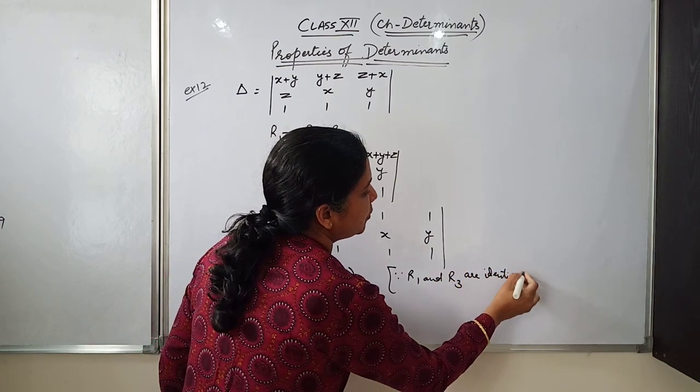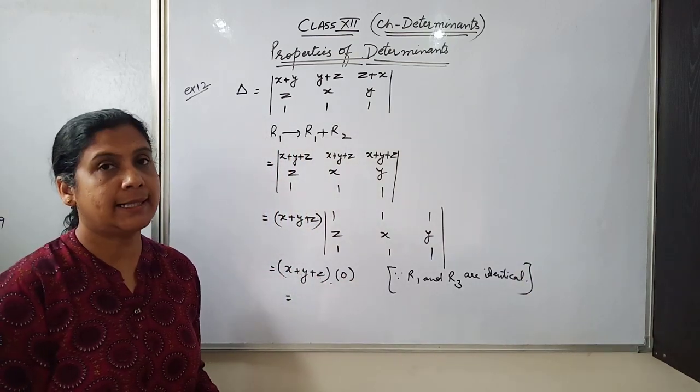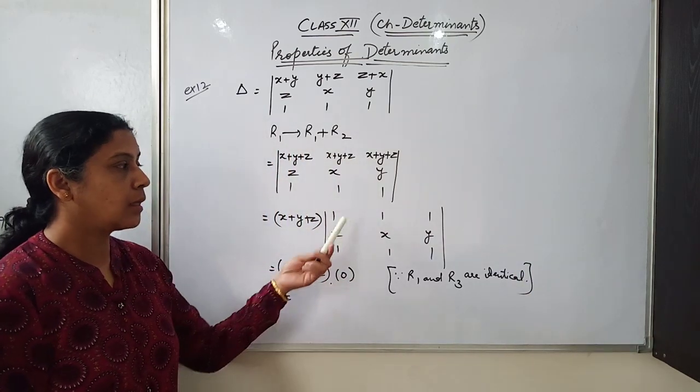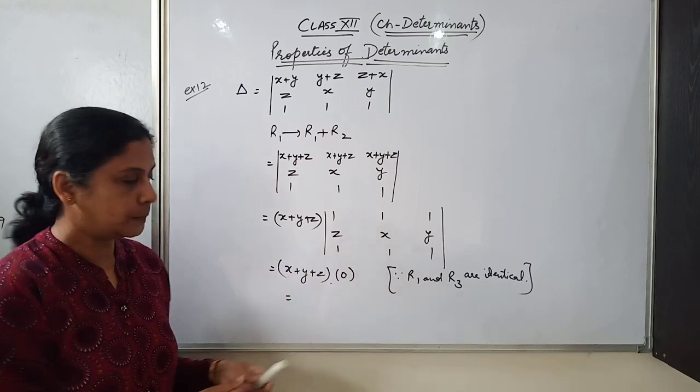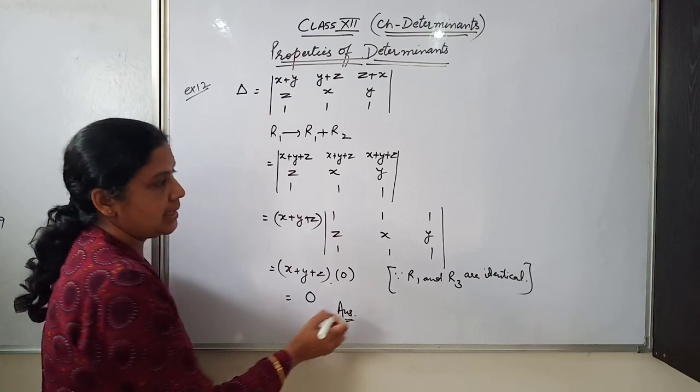One of the properties of determinants says if any two rows or any two columns are identical or proportional, the whole determinant will become 0. So anything multiplied with 0 is 0. That is the answer.